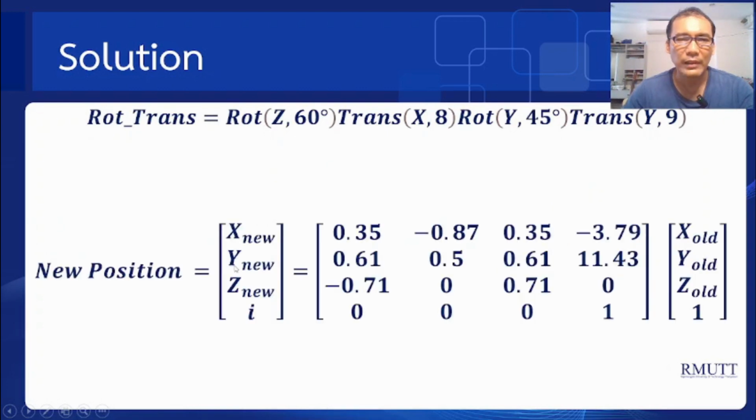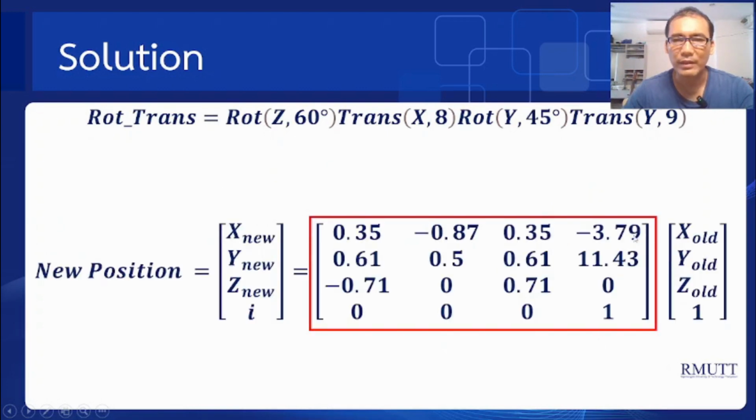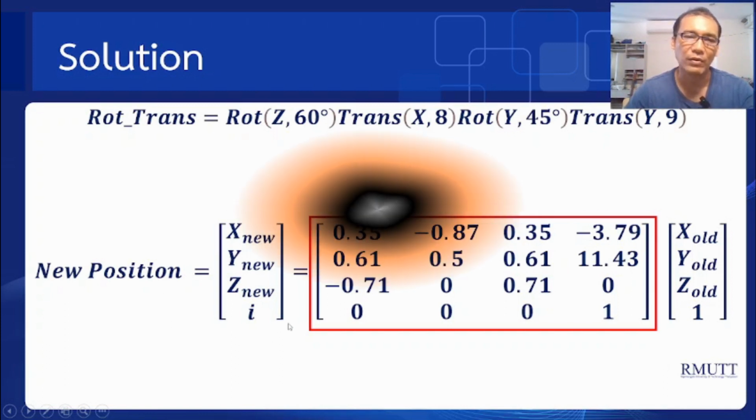Here, after we got the homogeneous transformation matrix, we can calculate the new position of our robotic end effector after we rotate and translate by certain values. Here is the old position coordinate of our robotic end effector. And then this is the homogeneous transformation matrix. And after we multiply those matrices, we have the new position of our robotic end effector.